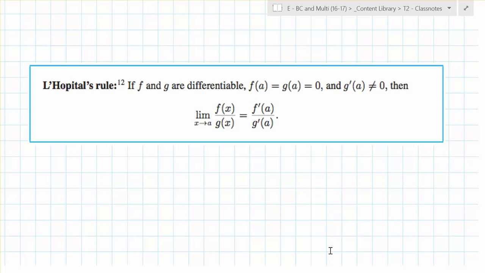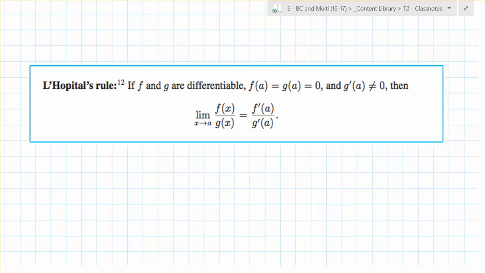The derivative of the numerator and the denominator. Key thing here is we're not doing the quotient rule. You're doing the derivative of the top over the derivative of the bottom. So here's the thing: if the limit is evaluatable, you can just stop at this point and you're done. The thing is, sometimes after you take the derivative, it's not.